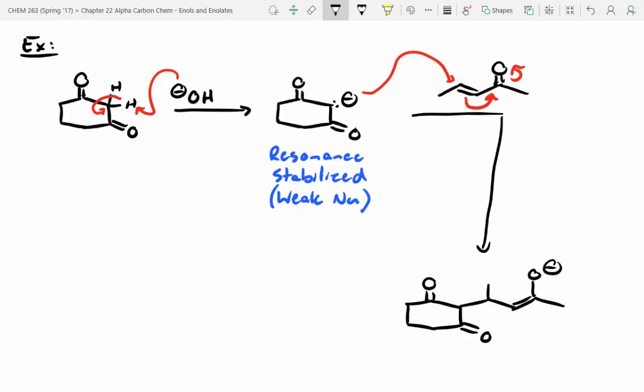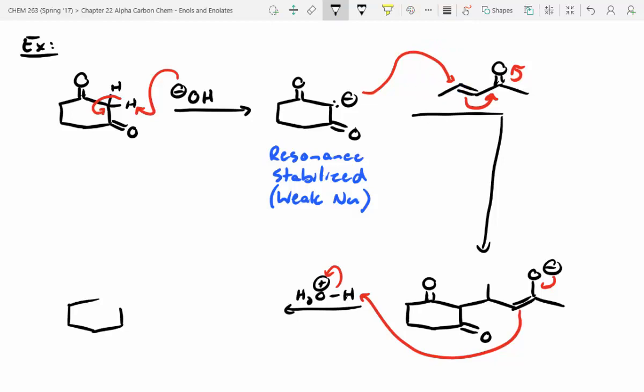And then in the last step, all we're going to do is treat this with acid. This can clamp down. This can steal a proton back. And we formed a new carbon-carbon bond. So this is a classic Michael addition reaction.